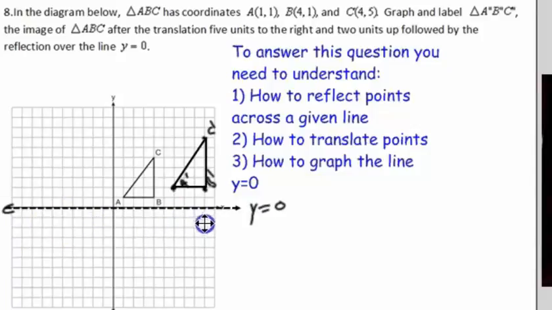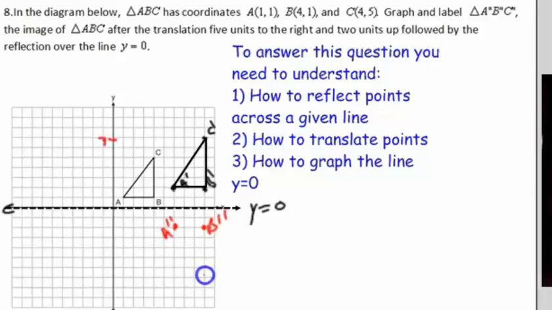Why didn't they just say that? Well, they want to test your ability to decipher what y equals 0 means. So then now we're going to reflect these points across the x-axis. So let's go ahead and do that. So for point B is 2 units away from the x-axis, so count 2 units away on the other side. So you get B double prime here. A double prime, same thing, 2 units away, count 2 units away on the other side.